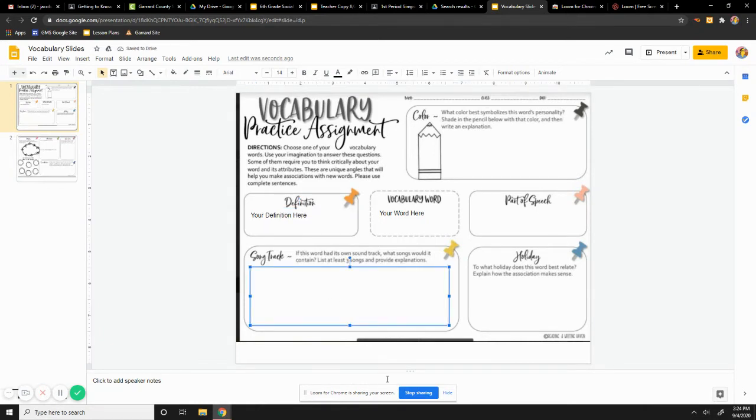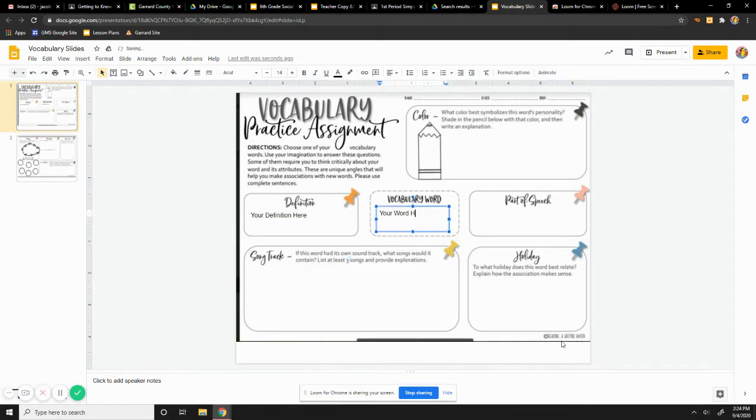So we're going to do an example with you as we explain it, just so that you understand how to do this. So our vocabulary word that we are going to do as a practice is going to be teacher. All right, so the definition of teacher is a person who teaches.